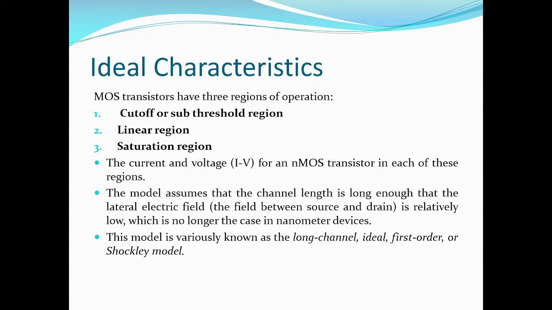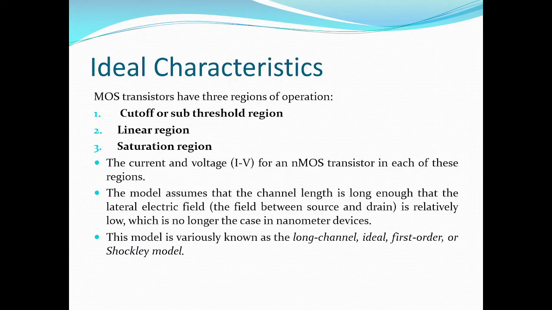So for the ideal characteristics, MOS transistors have three regions of operation. Number 1 is the cutoff or subthreshold region, number 2 is the linear region, and number 3 is the saturation region. The current and voltage, that is the I and V, for an NMOS transistor in each of these regions are going to be considered.